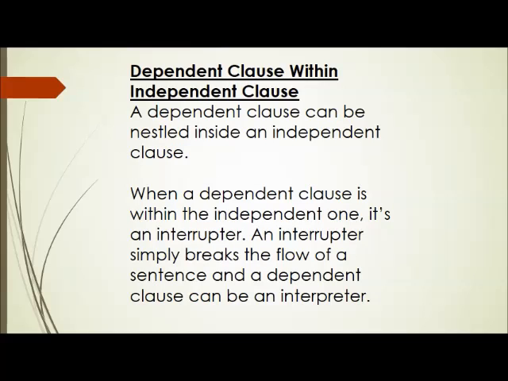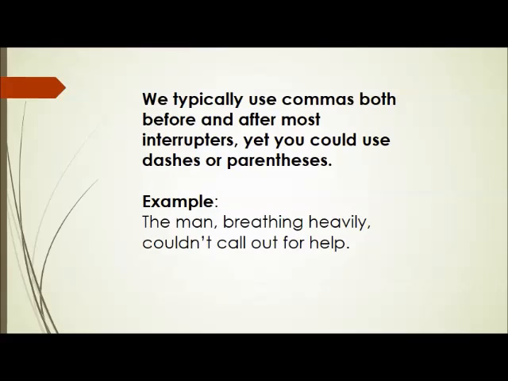In cases when a dependent clause is within an independent clause, then a comma is needed. A dependent clause can be nestled inside an independent clause. When a dependent clause is within the independent one, it's an interrupter. An interrupter simply breaks the flow of a sentence, and a dependent clause can be an interrupter. We typically use commas both before and after most interrupters. Yet, like I mentioned before, you could use dashes or parentheses.